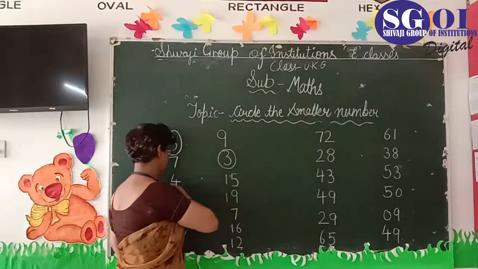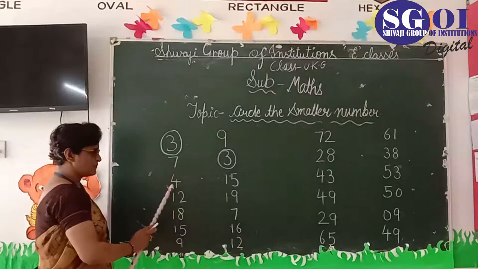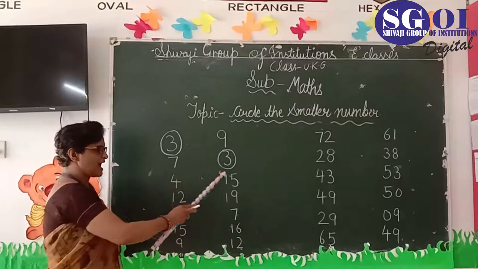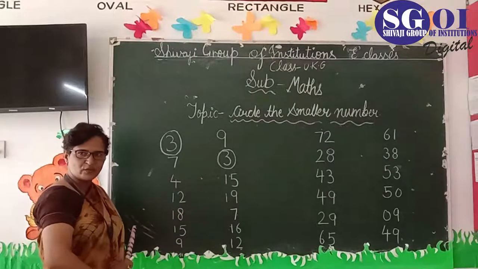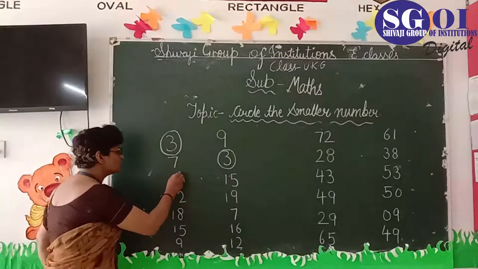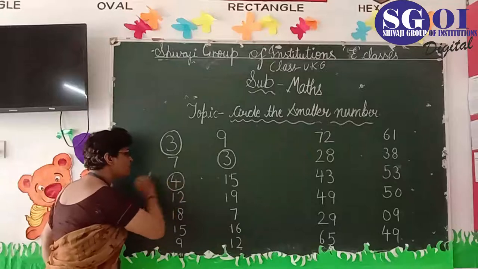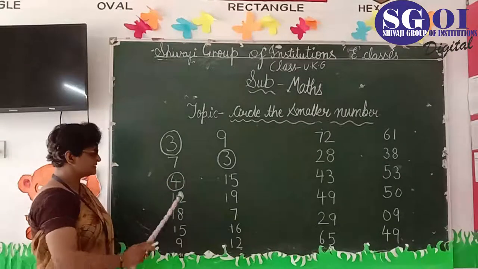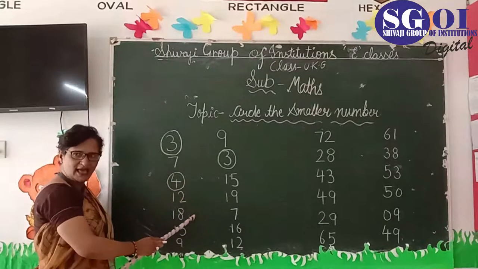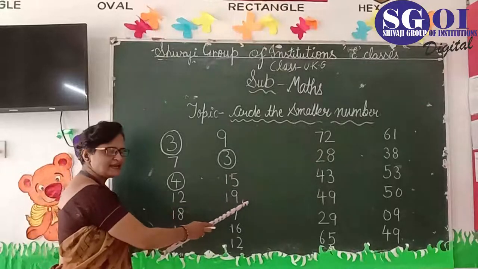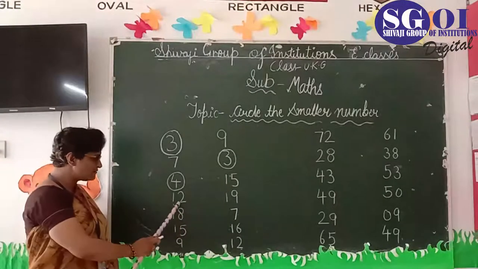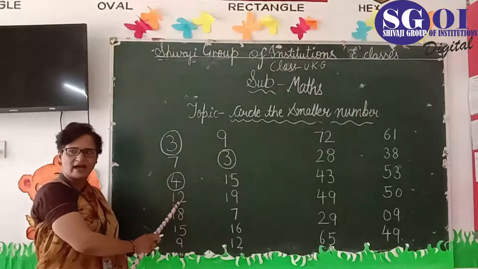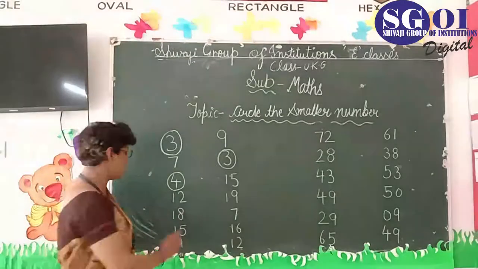Okay. After that, number 4 is written here. And number 15 is written here. So which number is smaller? Number 4. So we have to circle number 4. Okay. This is 12. And this is 19. So, which number is smaller? 12 is smaller now. So, we have to circle the number 12.